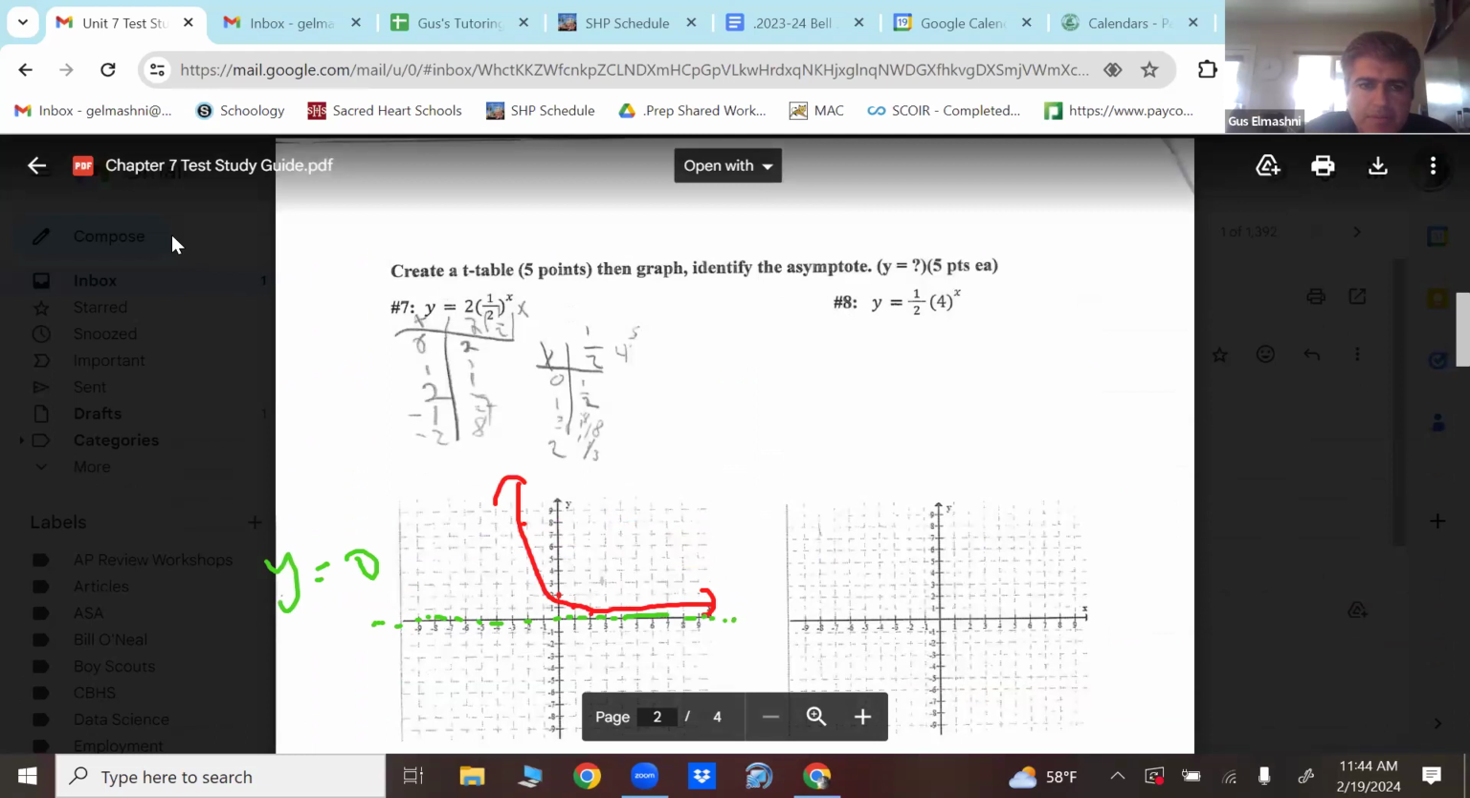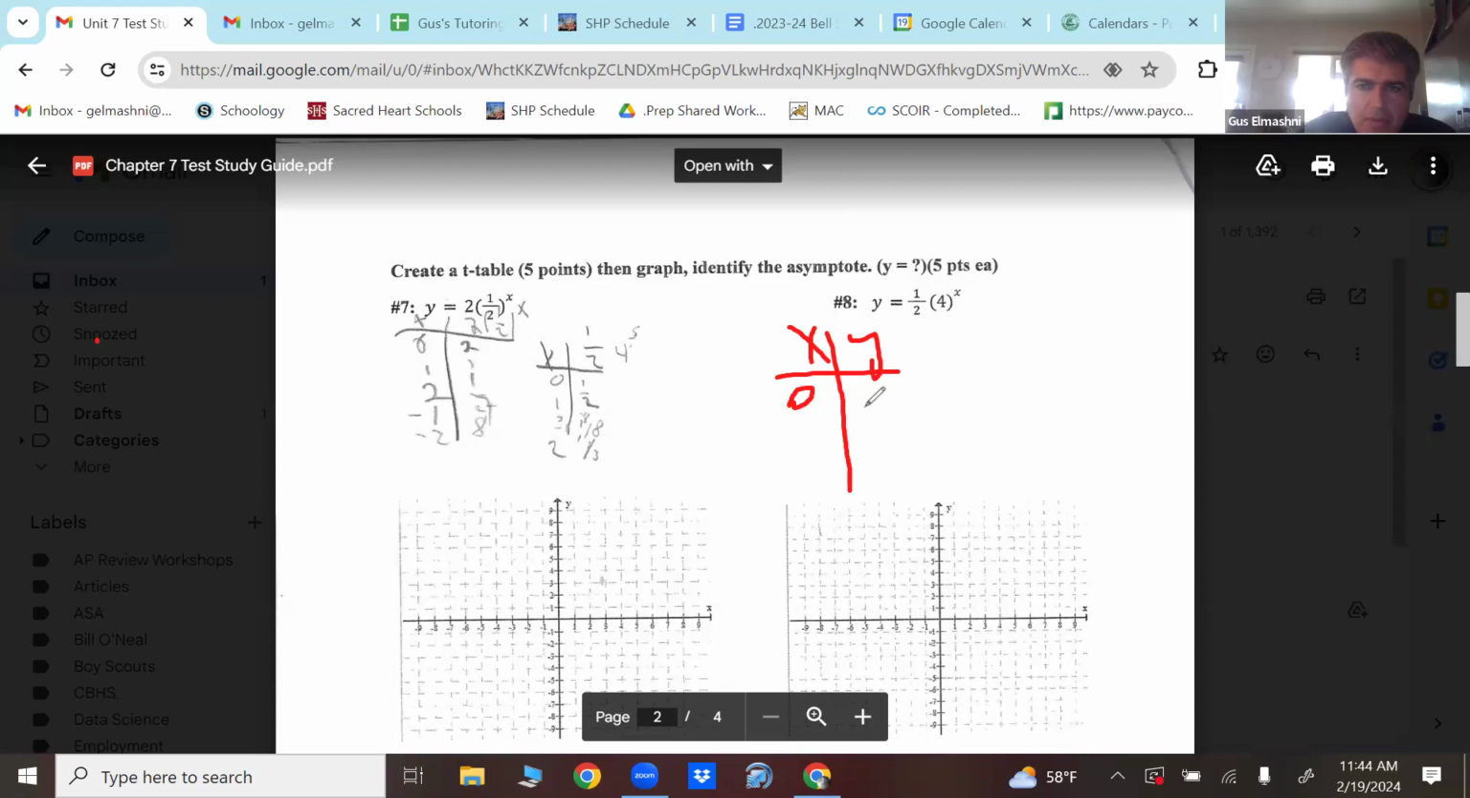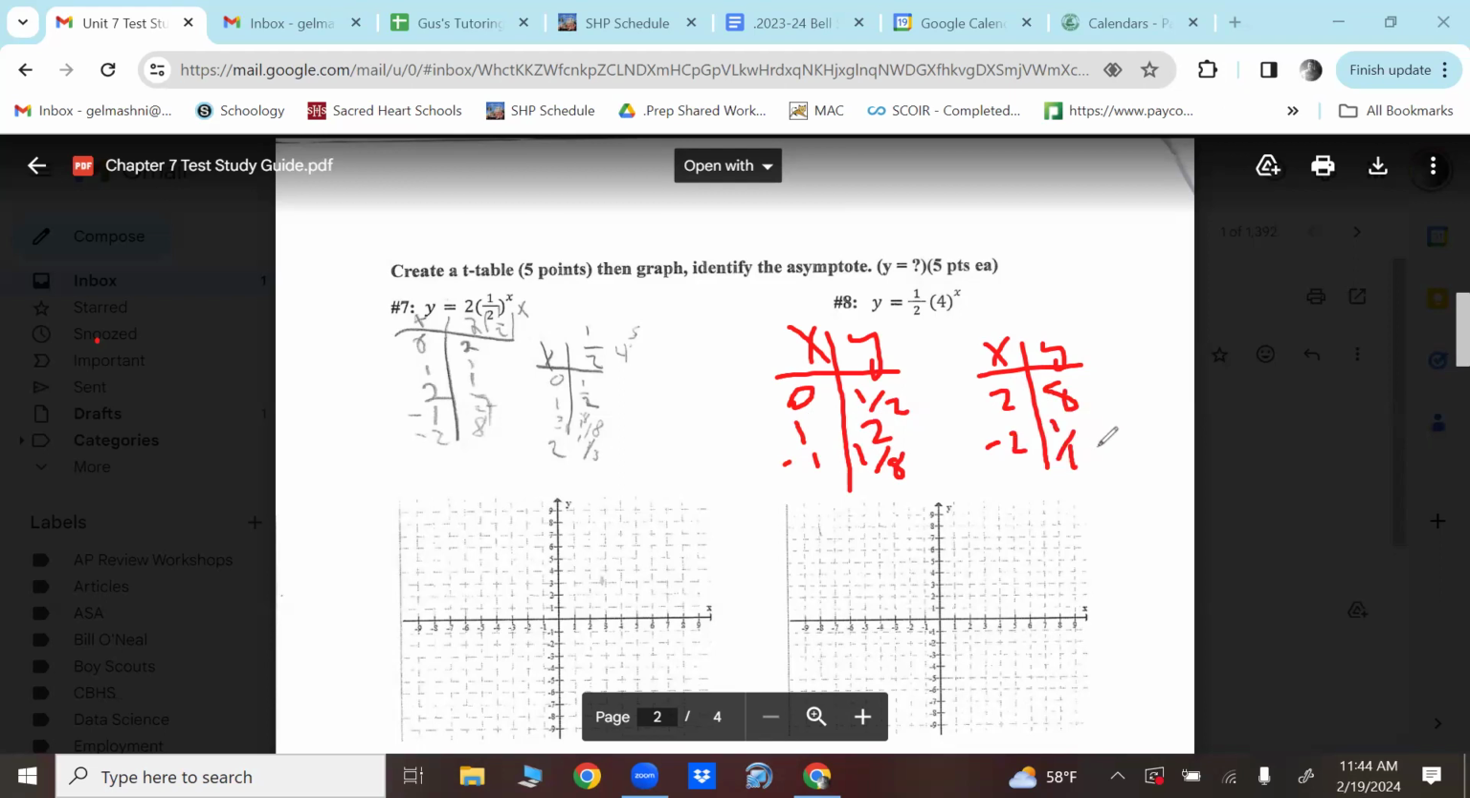And then here, plug in 0, you should get 1/2. Plug in 1, you should get 2. -1 is actually 1/8. 2, you get 8.